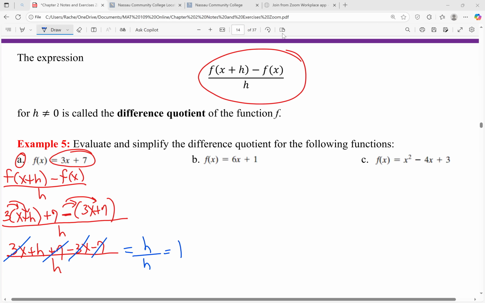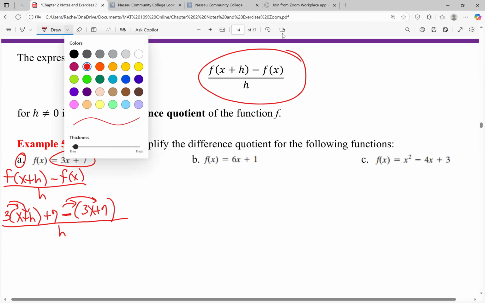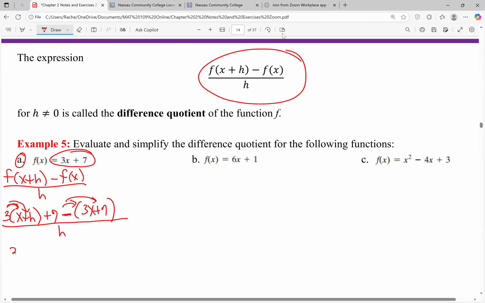Hold up, I knew something was wrong. I'm looking at this and I know I'm not supposed to get 1. The answer is supposed to be 3, and I'll explain why that is in a minute. I hope some of you caught my mistake. So let's back up for a minute. I hate to confuse you. When I distributed, I missed the 3h. Let's go back to this part where I'm going to distribute. 3 times x is 3x, 3 times h is 3h, then plus 7. Now minus 3x and then minus 7.